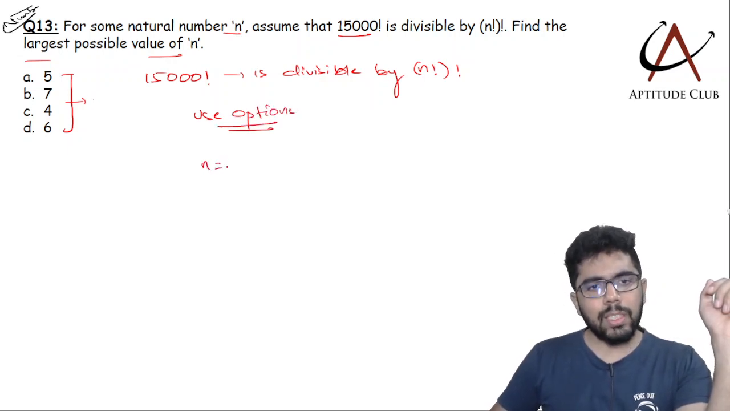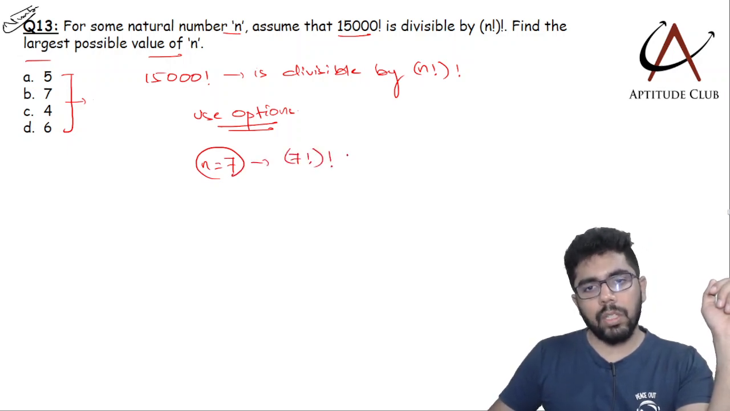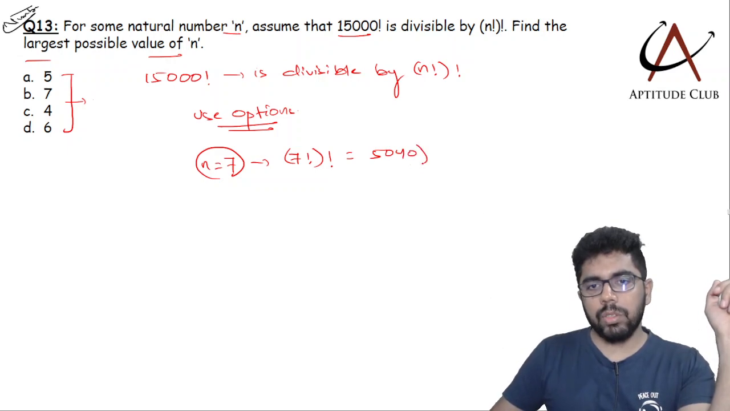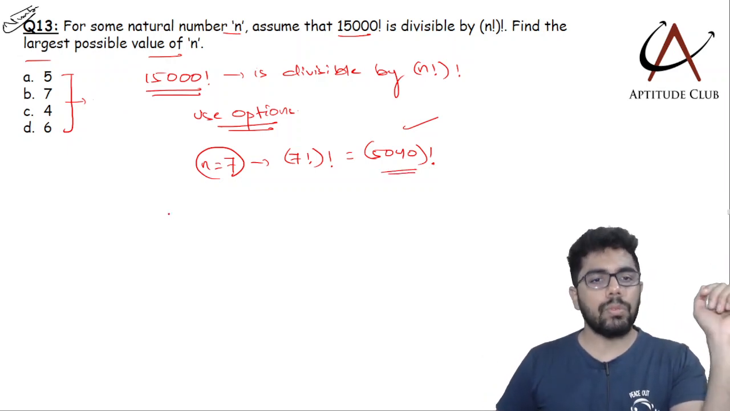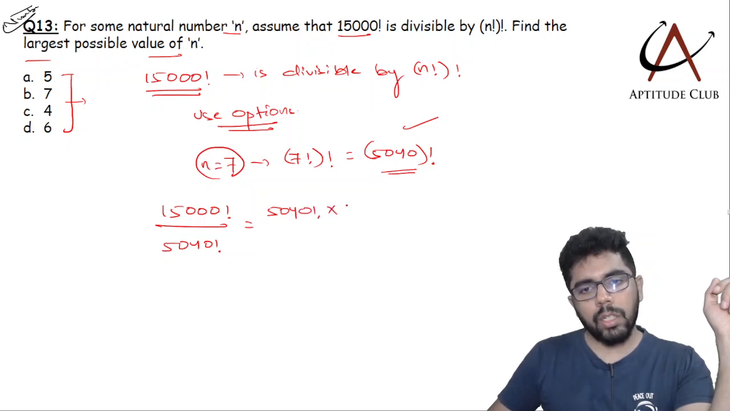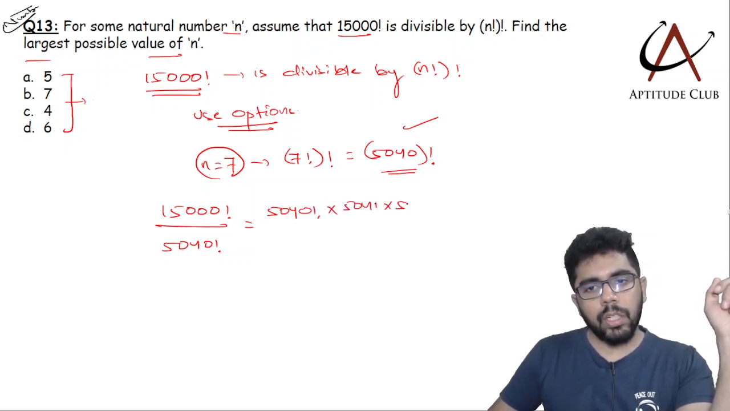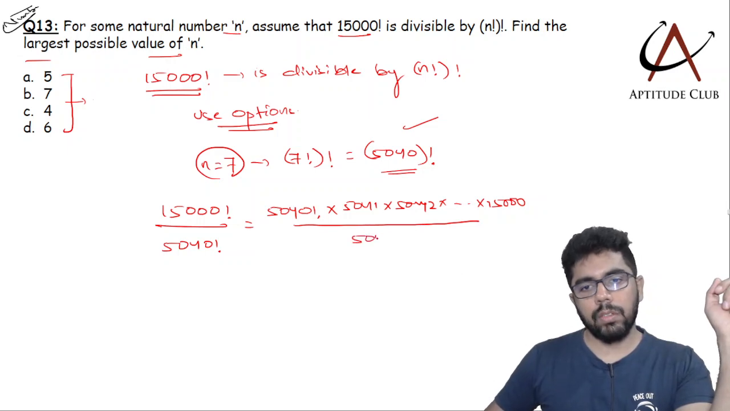If you use options, I'll start with the largest value, n is equal to 7. So how much is 7 factorial factorial? 7 factorial is 5040, its factorial. Now we'll have to check whether 15,000 factorial is divisible by 5040 factorial. So 15,000 factorial divided by 5040 factorial, let us see whether it is divisible or not. I can write it as 5040 factorial into 5041 into 5042, and so on till 15,000, divided by 5040 factorial.